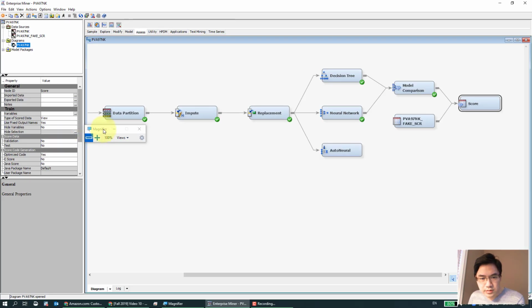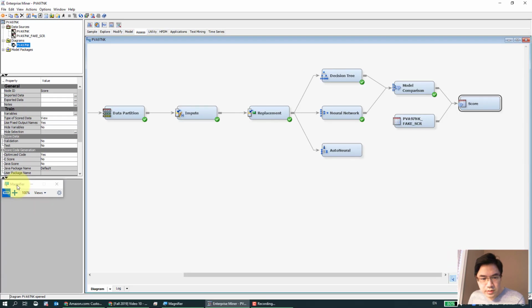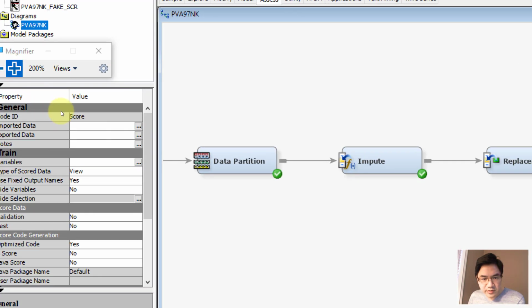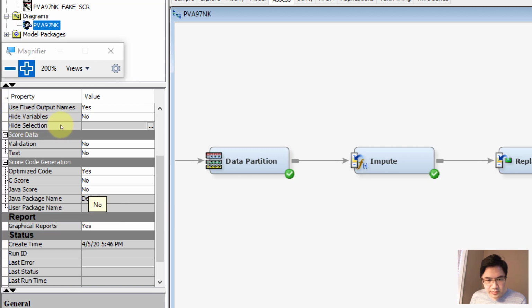Okay, let's do this. You can mostly accept the defaults, the default setting of the score dataset, but it also allows you to specify some of the other options if you want.